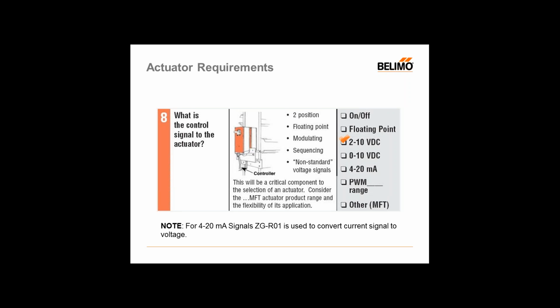One note for the 4 to 20 milliamp: our Belimo actuators don't have a 4 to 20 milliamp input directly. It only takes 2 to 10. So what you need is a ZG-R01 kit, which is a 500 ohm resistor, which would just be placed in shunt from the input down to ground, which will convert a 4 to 20 milliamp signal to 2 to 10.